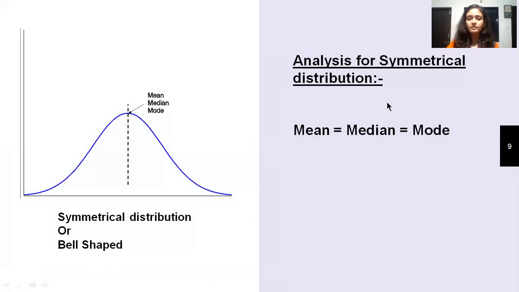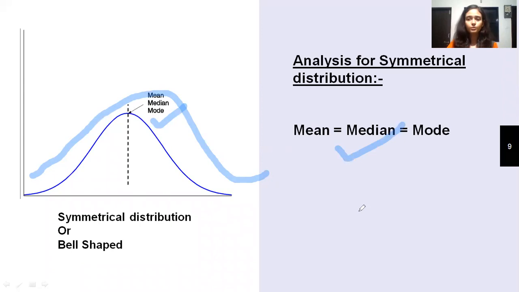Next I have the symmetrical distribution, or you can say the bell shaped. Why is it bell shaped? Because it has a curve like this, which is like a bell. So for the symmetrical distribution, your mean, median and mode all will be at the same point. So this is my mean, median and mode. All the three are equal for the symmetrical distribution.